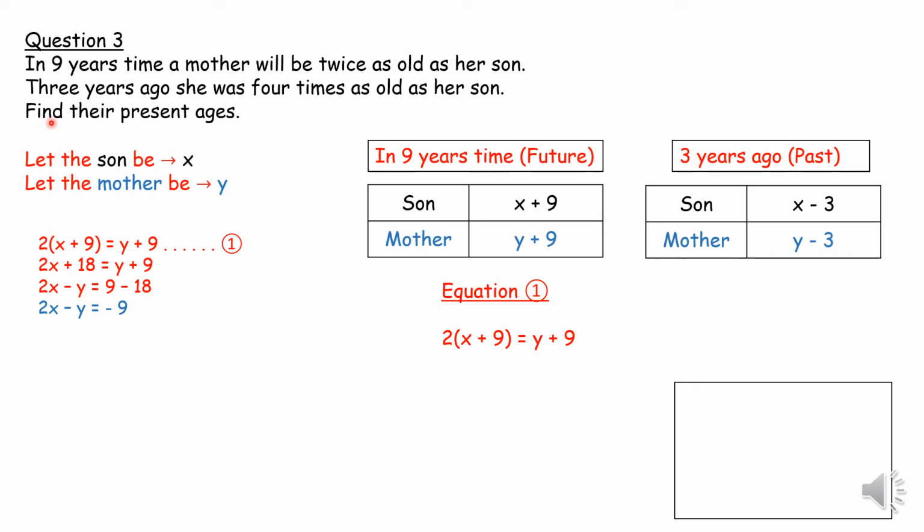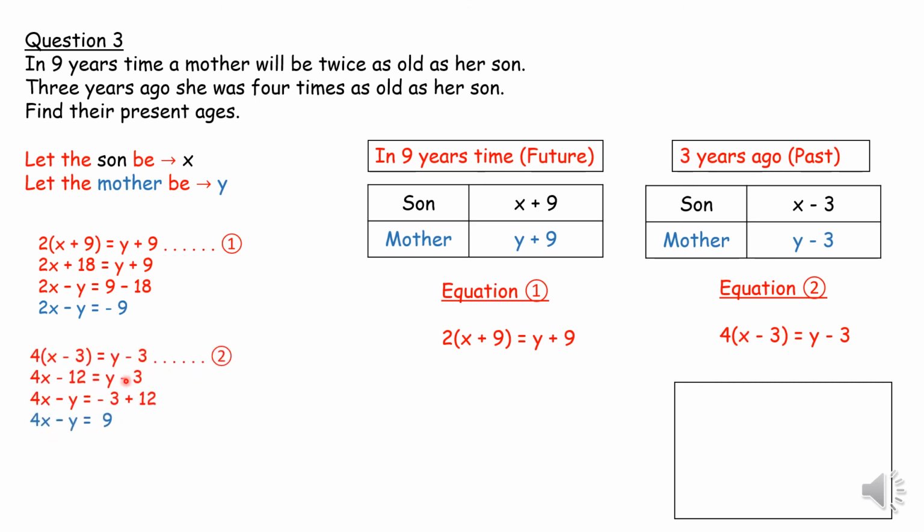And the second part says 3 years ago she was 4 times as old as the son, so you have to put the 4 at the son's age again. Put that x minus 3 in brackets, and this one cleans up nicely also to 4x minus y equals 9. That is after I have expanded the brackets and written my equations in ax plus by equals c form.